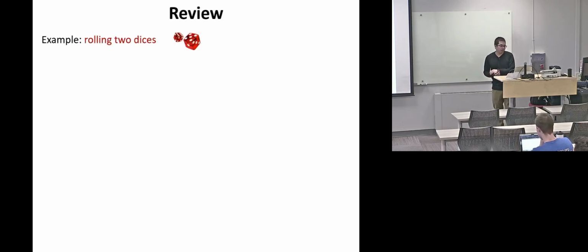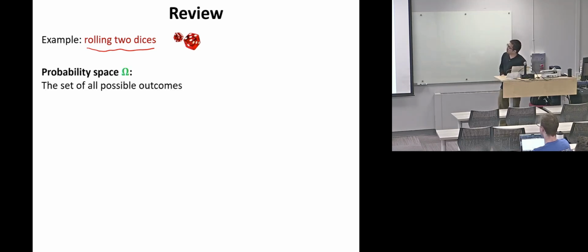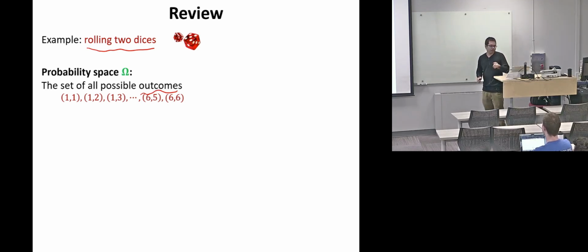I will review very quickly the basic concepts in probability. The running example is going to be that you roll 2 dice. So what is a probability space? It's the set of all possible outcomes. In this case, the possible outcomes are: the first die is 1 and the other is 1, then 1 and 2, 1 and 3, and so on. There are basically 36 outcomes here.